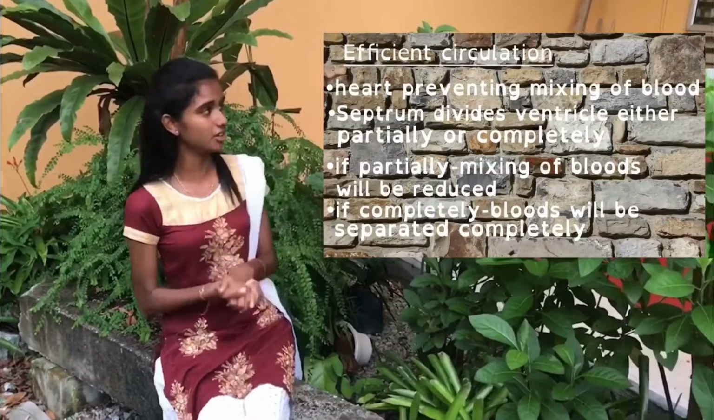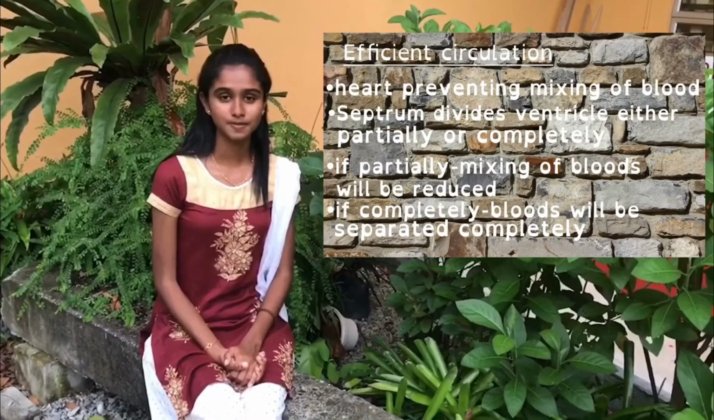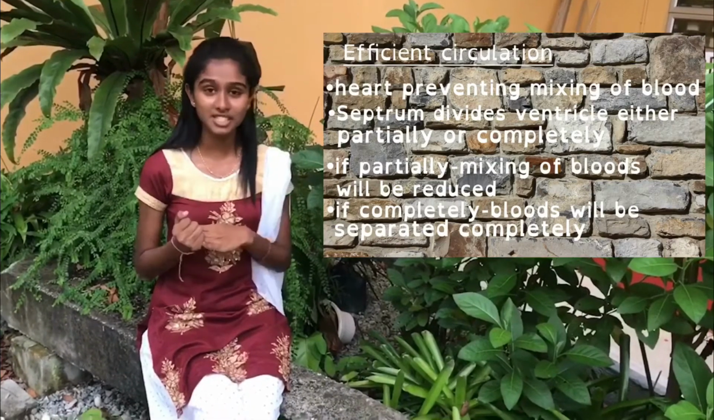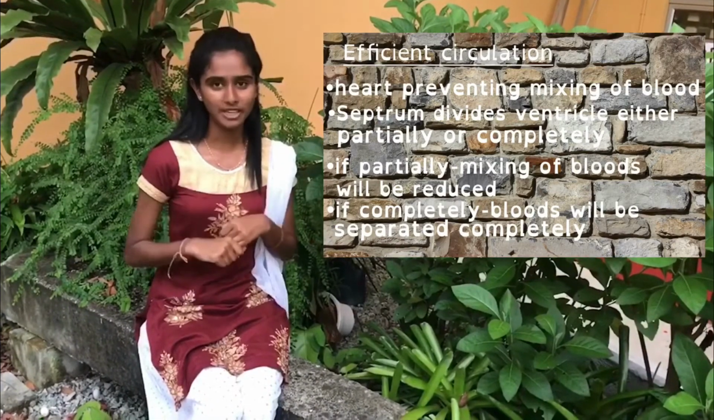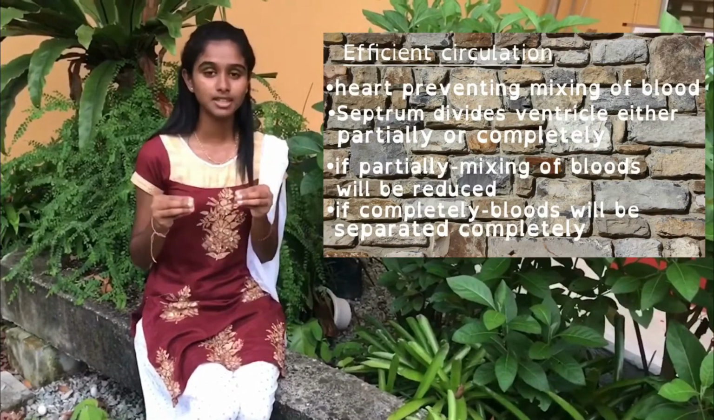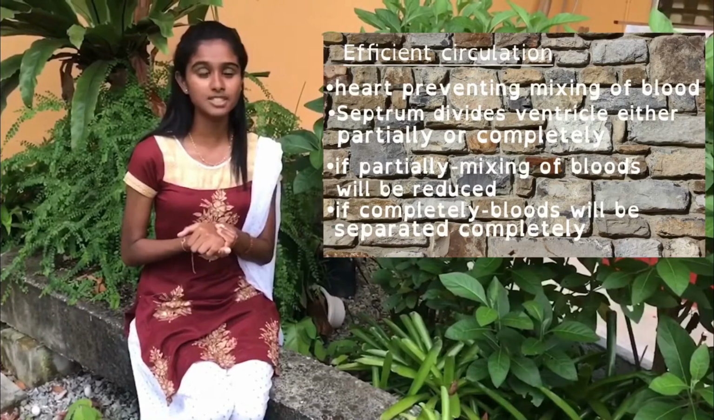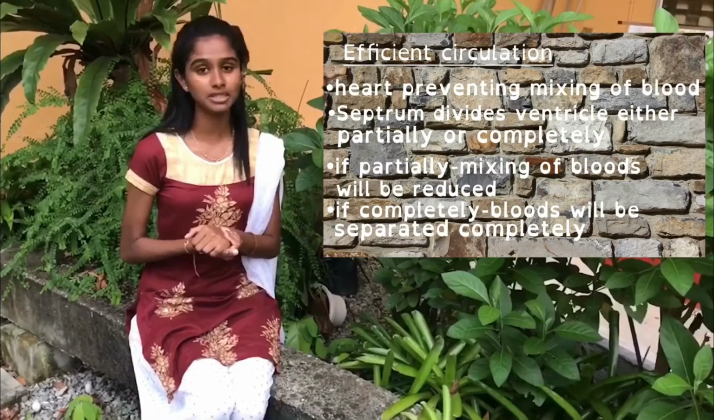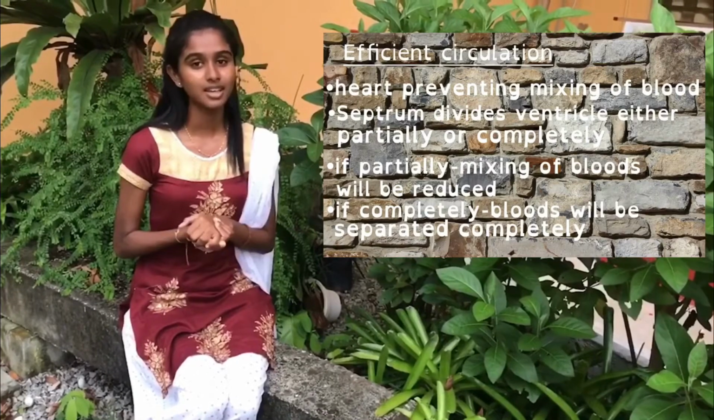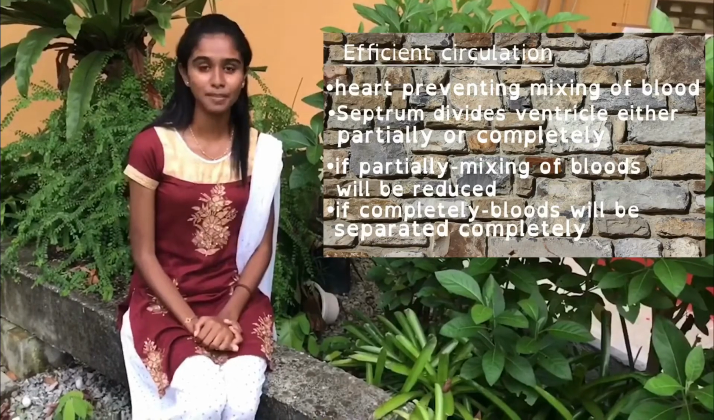Now let's focus on the fourth characteristic, which is efficient circulation. As you can see on my slide here, the heart prevents mixing of blood in reptiles. A septum divides the ventricle either partially or completely. If it partially divides the ventricle, the mixing of oxygen-poor blood with oxygen-rich blood is reduced. If the septum divides the ventricle completely, the oxygen-poor blood is completely separated from oxygen-rich blood. This is how blood circulation works in reptiles, which leads to efficient circulation.